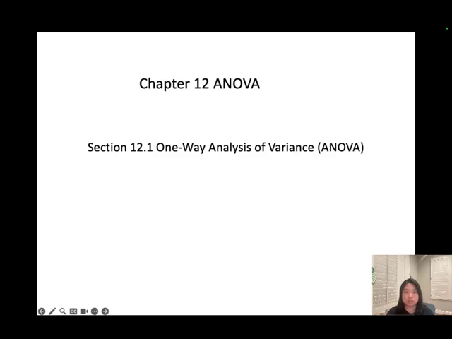Section 12.1 One-Way Analysis of Variance, ANOVA. For section 8.2, we perform a hypothesis test for the population mean. At that time, we only have one population, so our null hypothesis is going to be mean equal to a value.